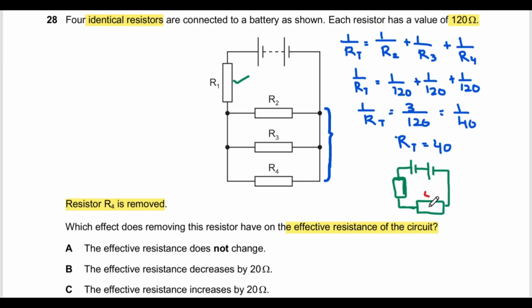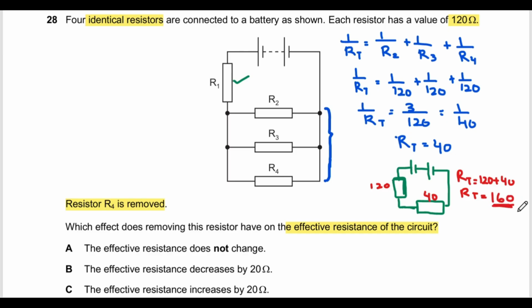This is the effective component of R2, R3 and R4 which is 40 ohms, and this one is R1 which is 120 ohms. So the effective resistance, as they are in series, would be 120 plus 40 ohms. So effective resistance would be 160.